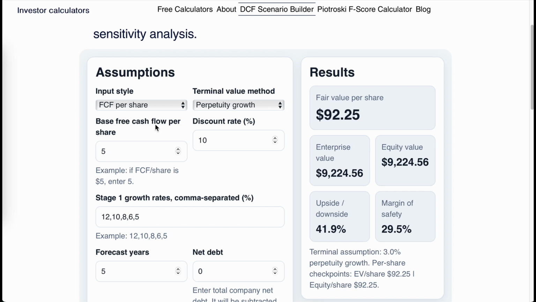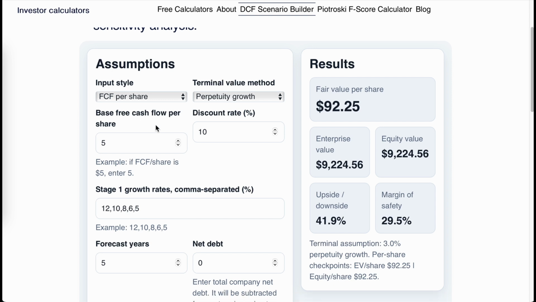Then base free cash flow per share. So this is the free cash flow we are starting from. You can go to the company's website, to the investor relations website, go to the cash flow statement, and then see the actual cash flow, then read management reports. Maybe they are expecting free cash flow to rise by some amount. You can read analyst estimates and see what they are thinking about the cash flow. See their cash flow estimates. That is how you can forecast the free cash flow.